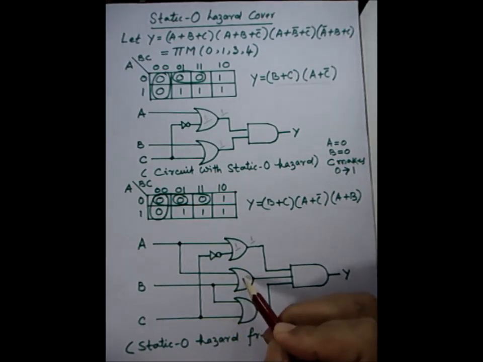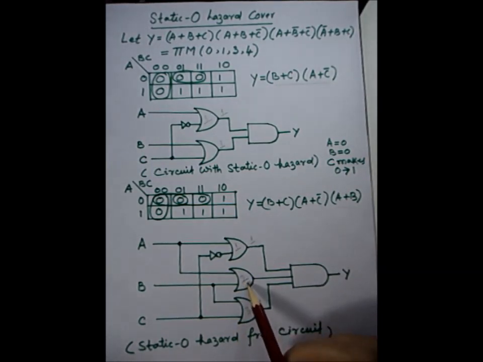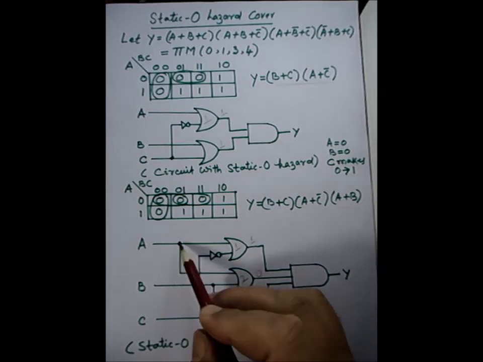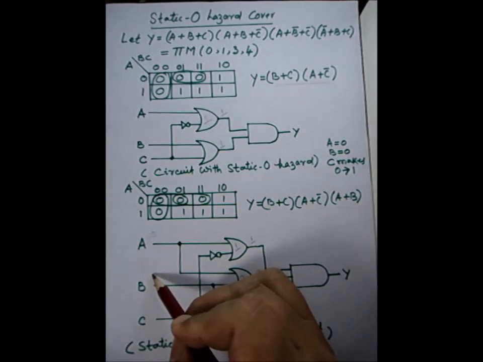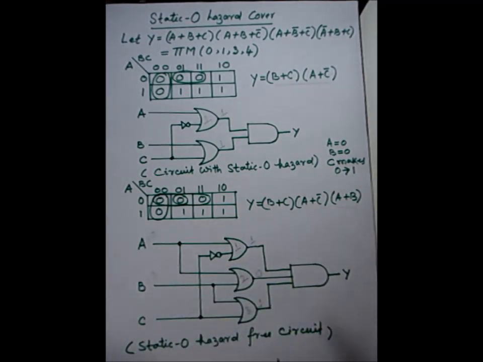But you can see gate number 2, which is the newly added gate, will remain 0 because A and B do not change; A is 0 and B is also 0. Therefore, the output of gate number 2 is 0. Because of that, the output remains 0, and therefore we can say this circuit is free from static 0 hazard.